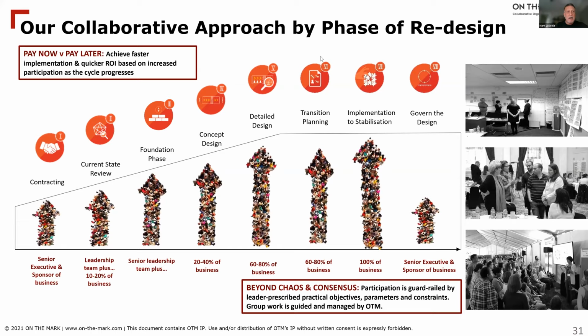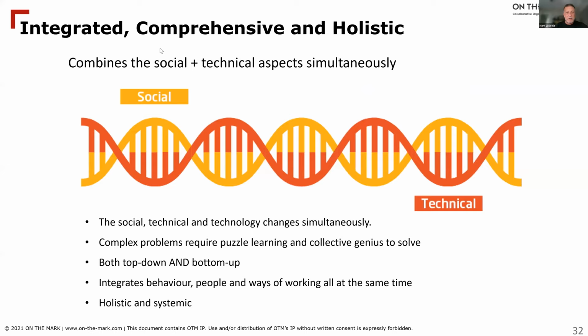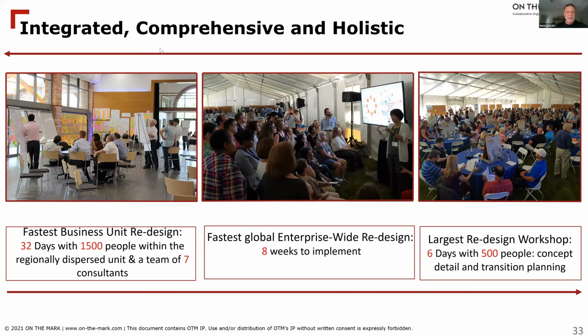This is just another way that, as I said, we can involve people in the design process. Another one is we never take our eye off the social change as well as the technical change, and we believe they have to happen simultaneously. The one thing I would add here is the bottom right hand side: the largest redesign workshop we've done is 500 people in a room over 6 days, moving through concept, detail, design and transition planning. So you can see the kind of pace we can get around speed.